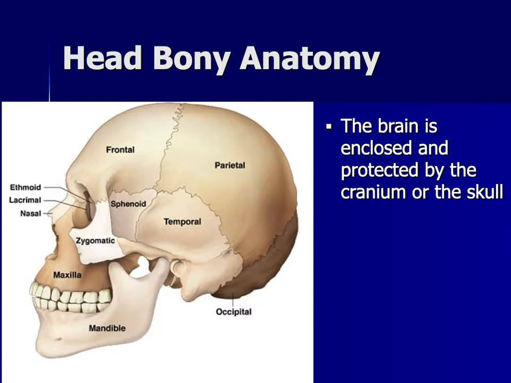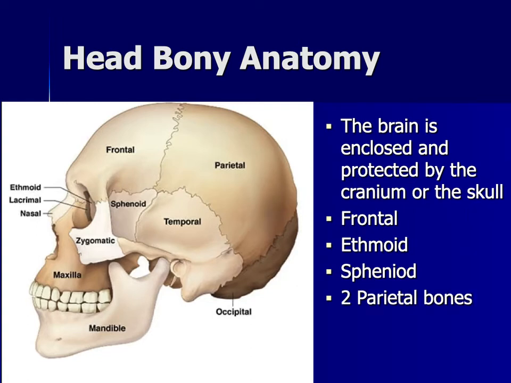The brain is enclosed and protected by the cranium or the skull. And the bones of the skull or cranium are the frontal bone, ethmoid bone, sphenoid bone, two parietal bones, two temporal bones, and the occipital bones, as you can see in our picture.